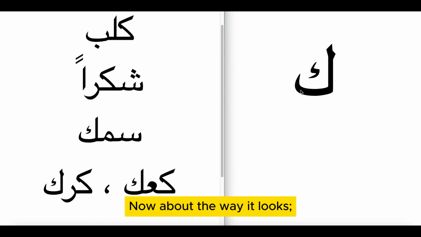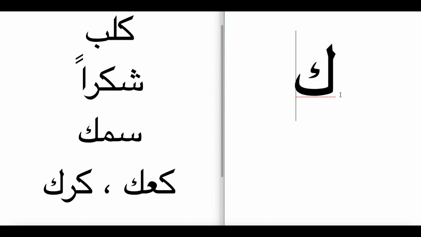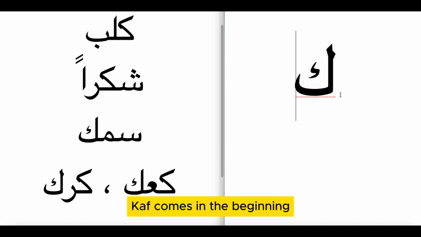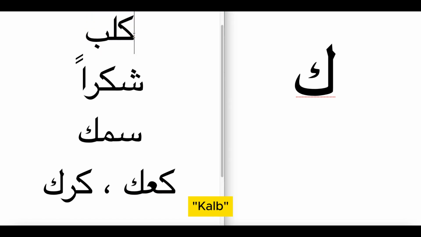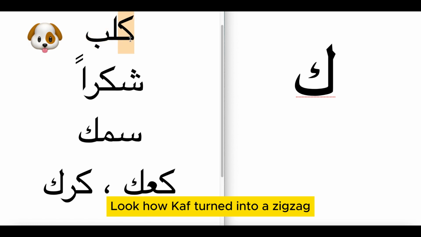Now, about the way it looks, notice how it looks like a ladle with a Hamza in its lap here. Okay? This will change when Kaf comes in the beginning or in the middle of the word. For example, let's take the first example, Kalb. Kalb, which means a dog. Look how Kaf turned into a zigzag.